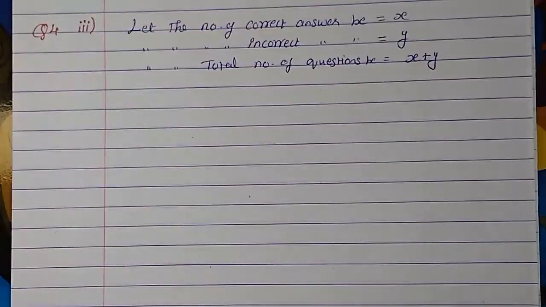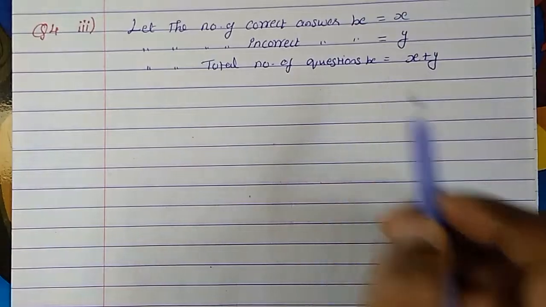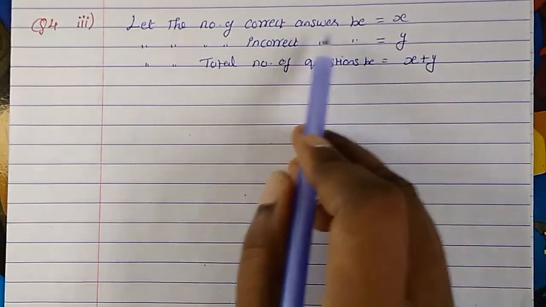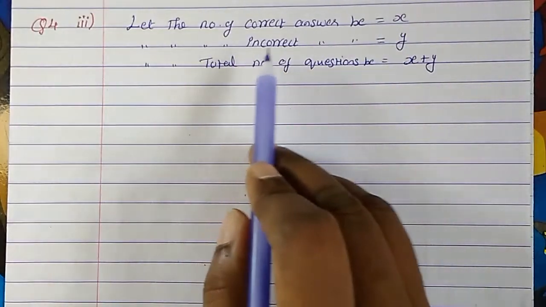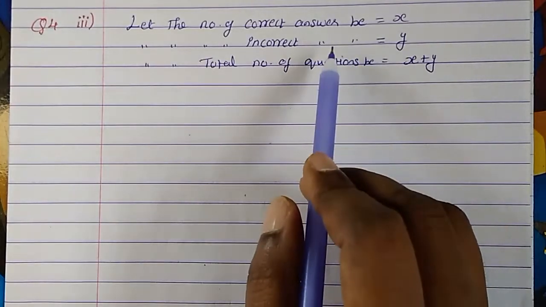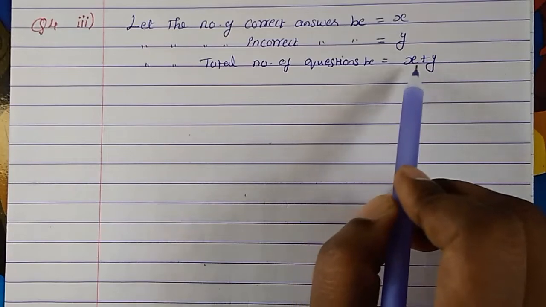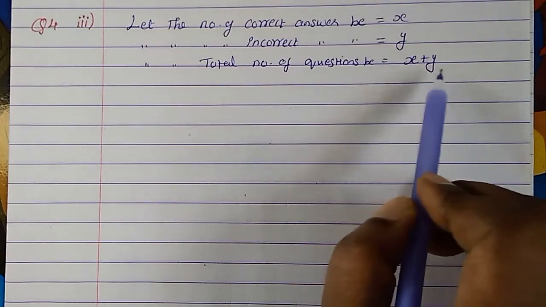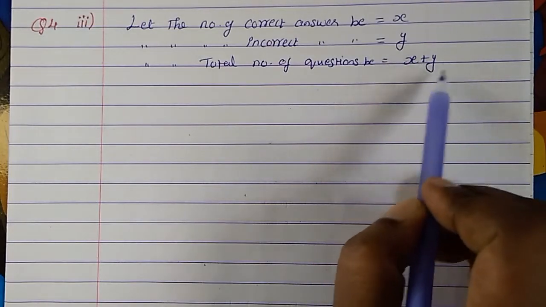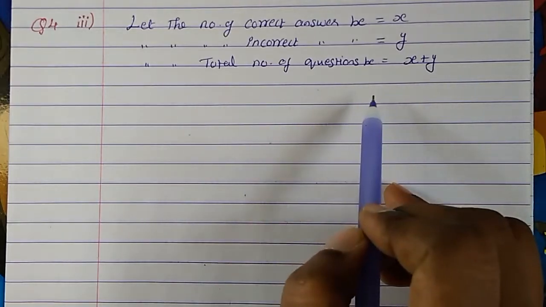First let the number of correct answers be x. We don't know how many questions he answered correctly. So let the number of correct answers be x and let the number of incorrect answers be y. And then correct answers plus incorrect answers becomes the total questions. So the total number of questions is x plus y, because it is the number of correct answers plus the number of incorrect answers that he writes. So it becomes all the total questions.